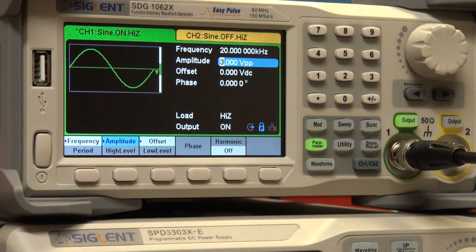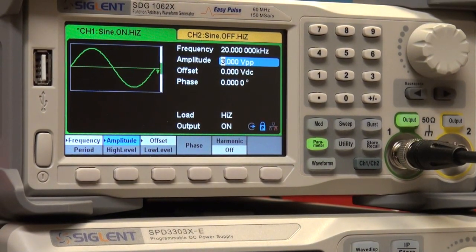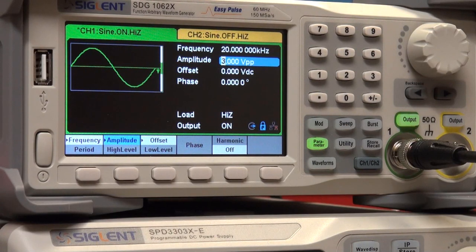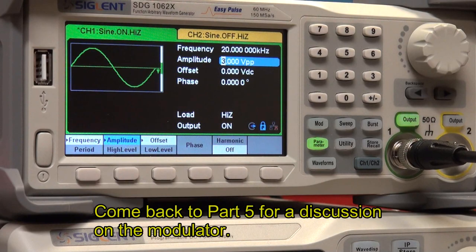There it is. It will be the VM bridge oscillator soldered to a printed circuit card. So that's about the analysis as far as it goes on the oscillator.